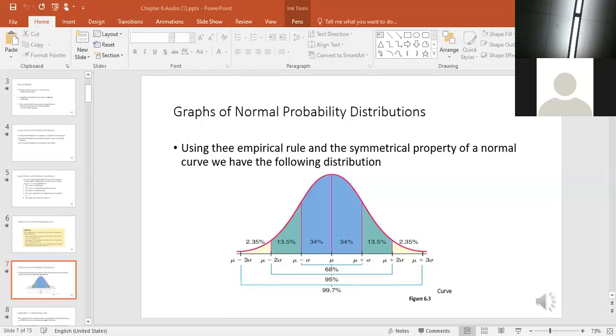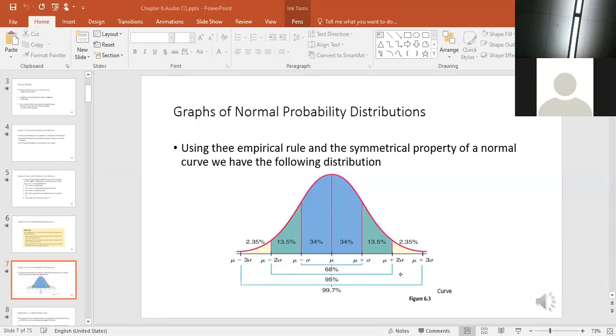Go back to the PowerPoint. Can you see the board, the PowerPoint? So you have 68% at the first standard deviation. Then at the second standard deviation, we have 95%.